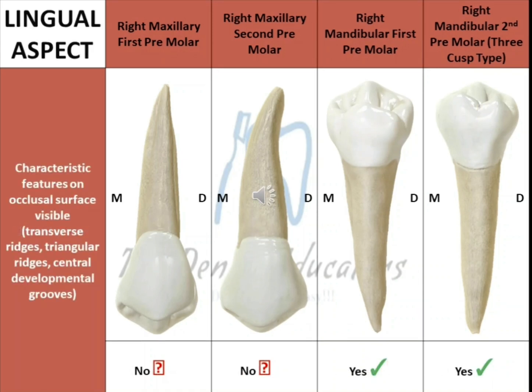On viewing from the lingual aspect, the characteristic features on the occlusal surface such as transverse ridges, triangular ridges and central developmental grooves are not evident for the maxillary first and second premolars. But many of the occlusal characteristic features can be observed for the mandibular first premolars, as the height of the lingual cusps is significantly shorter than the buccal cusps. Similarly, occlusal characteristic features are evident for the mandibular second premolar as well.